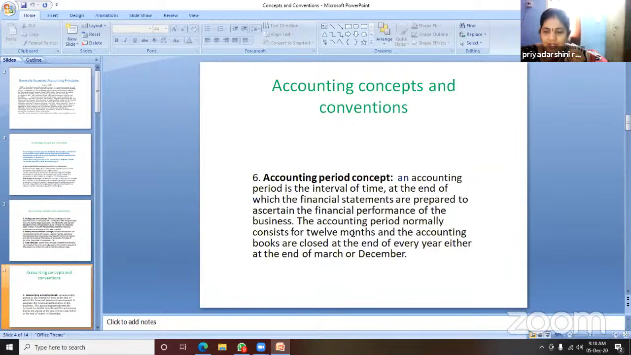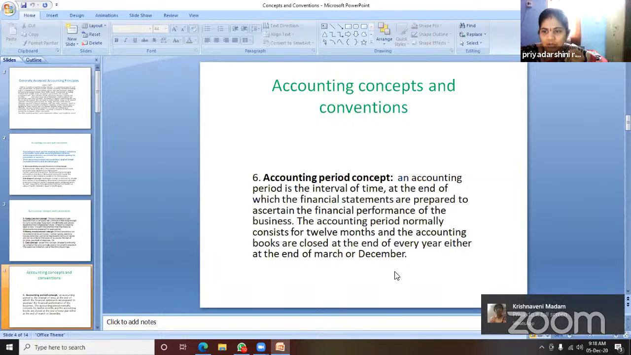Not only that, as per the Income Tax Act, every business unit should also prepare financial statements and pay tax on profits every year.